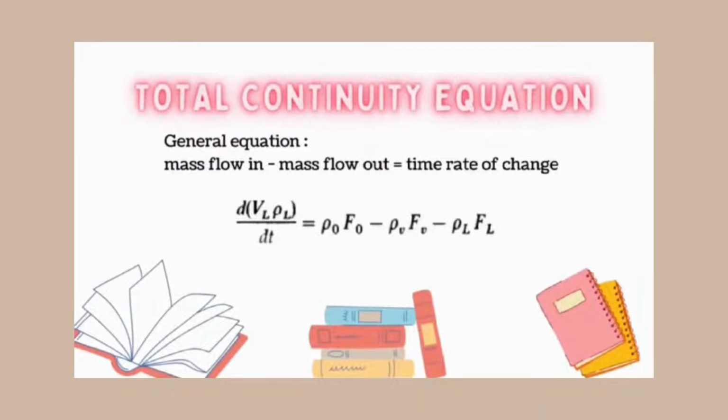The first equation is the total continuity equation. The general equation is mass flow in minus mass flow out equals time rate of change. So, the TCE for the practical model is d(VL rho L)/dt equals rho naught F naught minus rho V FV minus rho L FL.